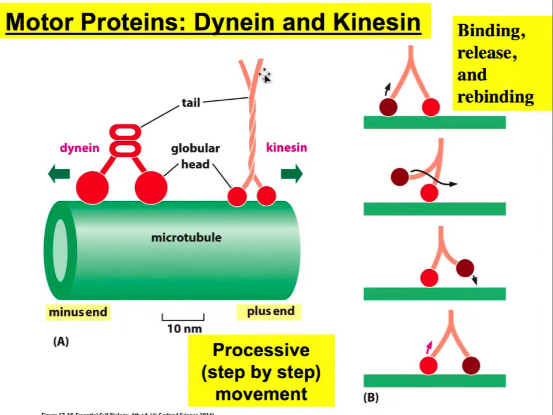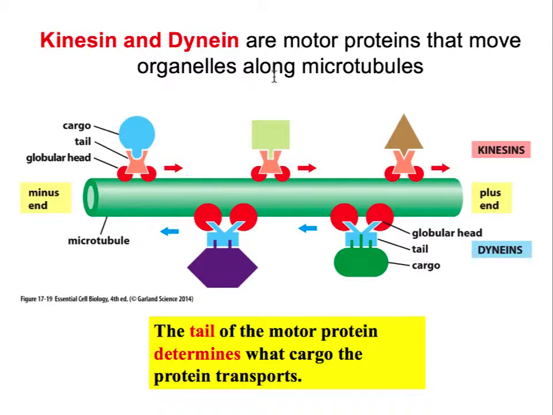So these tails could be connected to vesicles, or they could be connected to organelles or any other structure to which they're complementary. The other thing to remember is that other motor proteins can move in the opposite direction, carrying alternative cargo. So kinesins, they move to the positive, and dyneins, they move towards the negative.